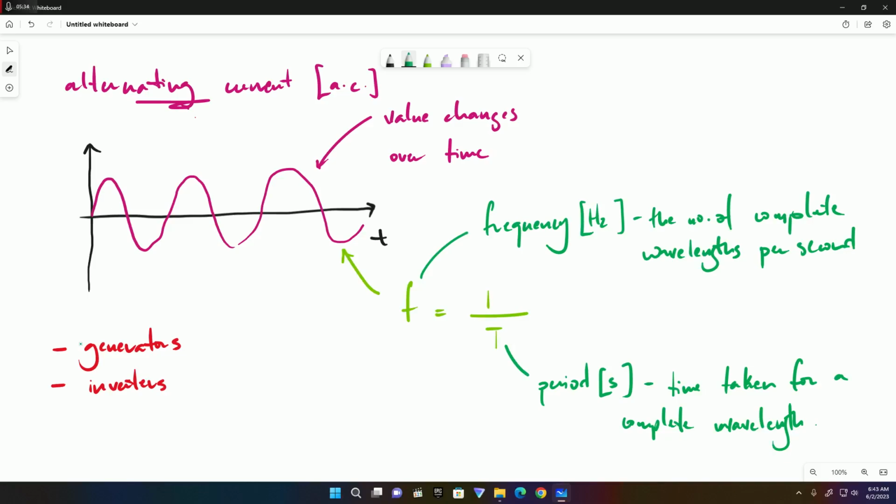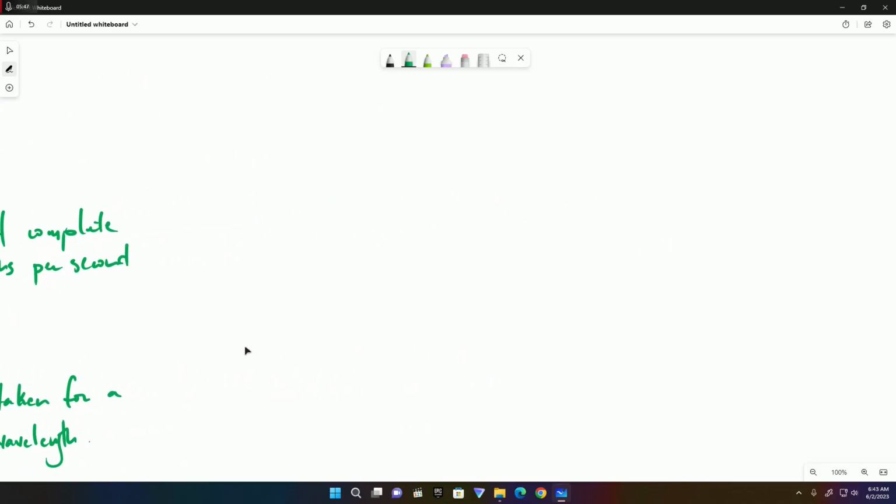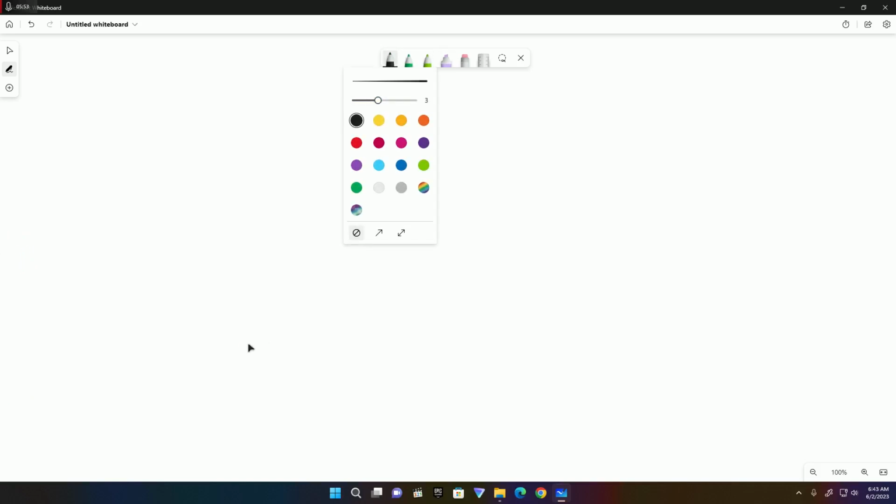So DC and AC. Have I missed anything? I can't remember off the top of my head if I have or have not. But it is time for us to define a few terms, since we're looking at current electricity.